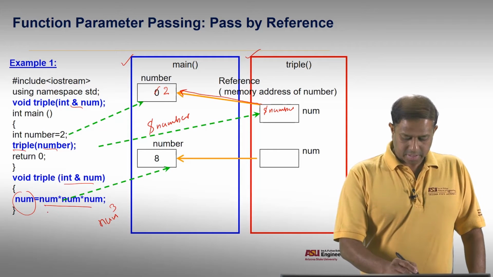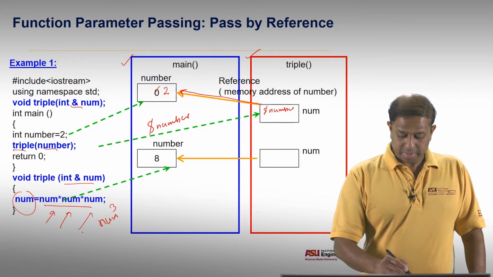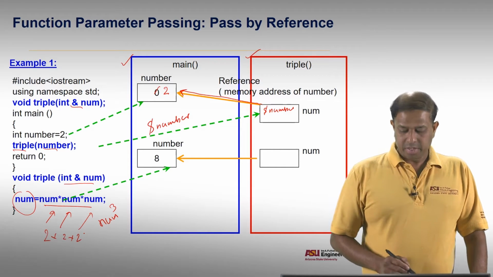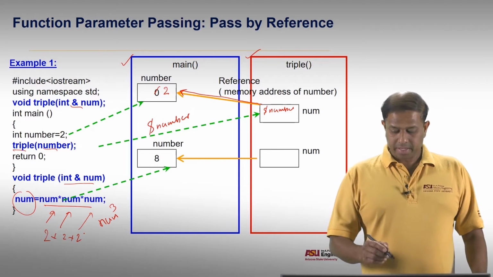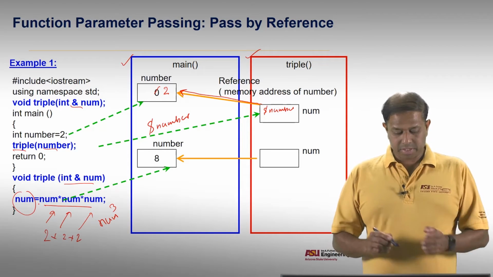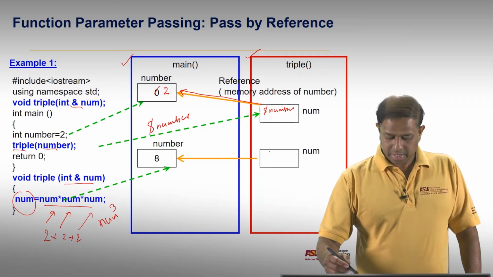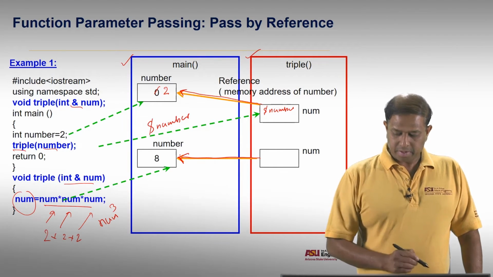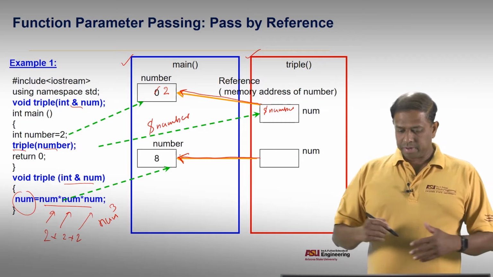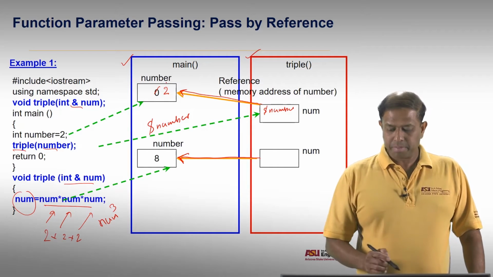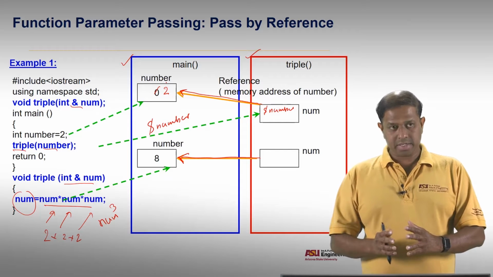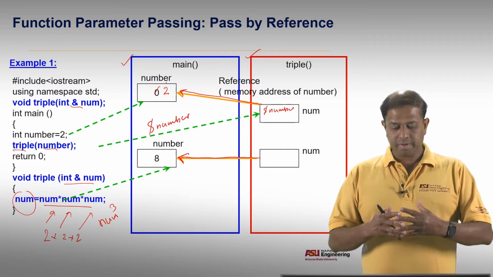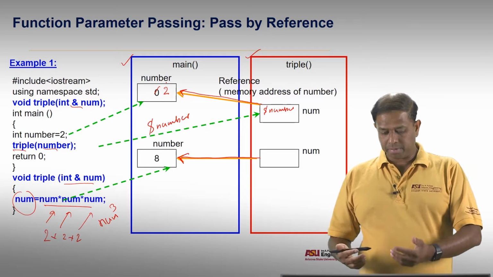Then here we are multiplying the number 3 times, so 2 times 2 times 2, that's going to be 8, and then we are saying num equals 8. When you say num equals 8 in this operation, we are pretty much going to the number when we refer to num. Another way to think about this is that both number and num are aliases for the same memory location, right? So whatever happens to number will happen to num as well.